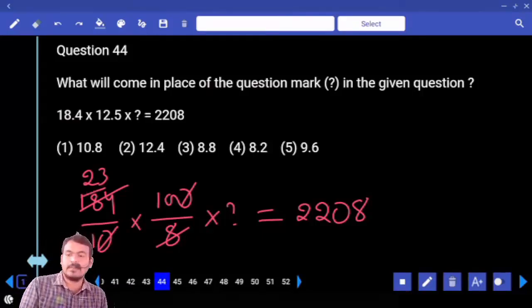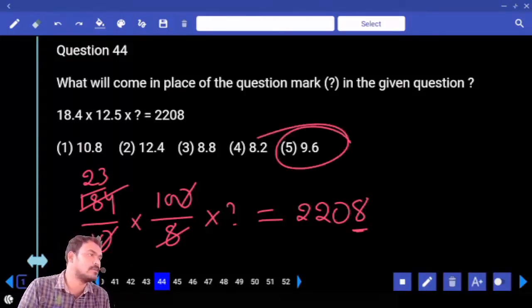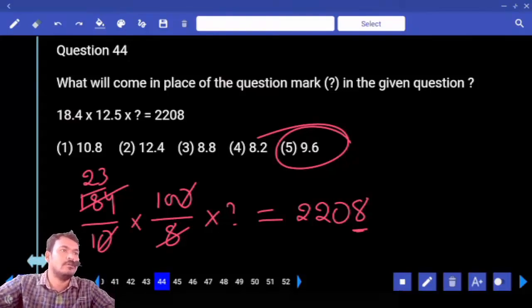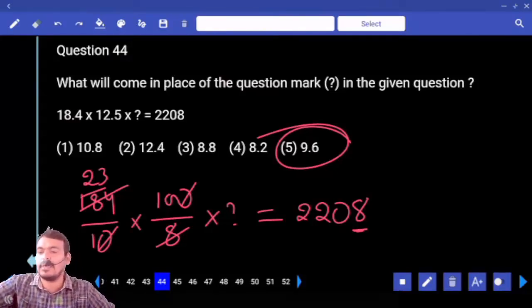23 left hand side, right hand side ending with 8. 23 and 8 means ending with 6. Ending with 6, denominator value 10. Answer 9.6. Left hand side 3, right hand side 8 means how many times are possible? 6 times or not? How many options are ending with 6? Only one option or not?